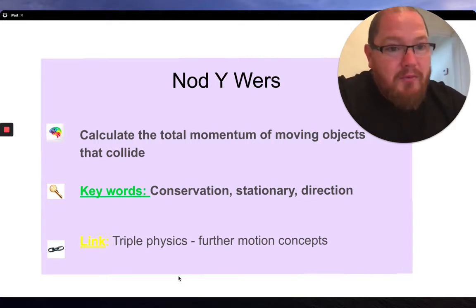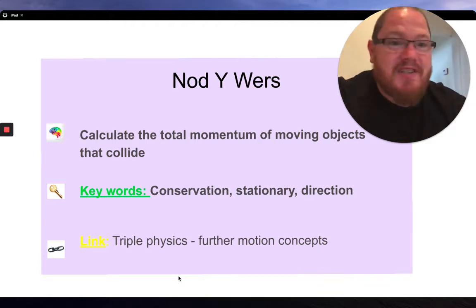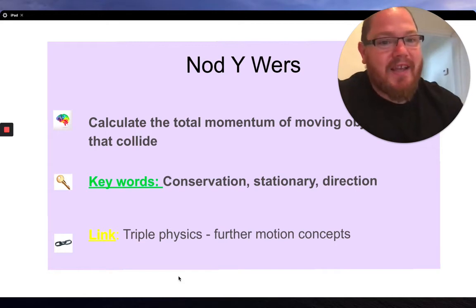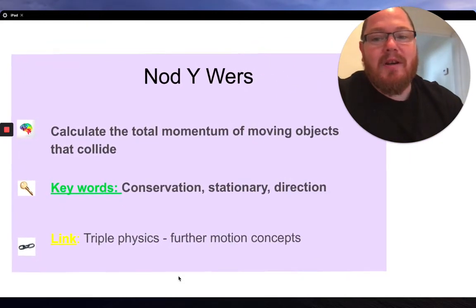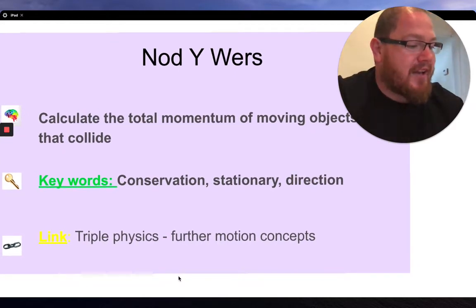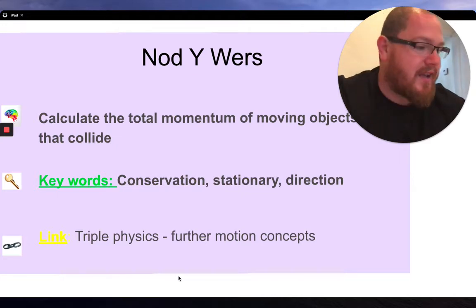I really like the subject. If you're good with maths, you'll really like the subject. If you're not good at maths, then you just need to get good at maths. Sorry to say that, but it's just one of those things that we're going to be doing. So your keywords there: conservation, stationary, direction, and then it's linked with your triple physics, further motion. Again, I do this topic right at the start. It gives you all year to practice these equations then, okay?